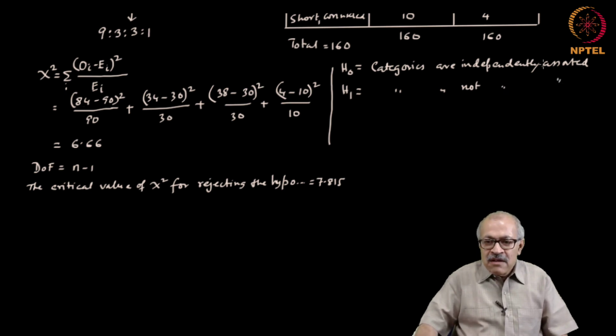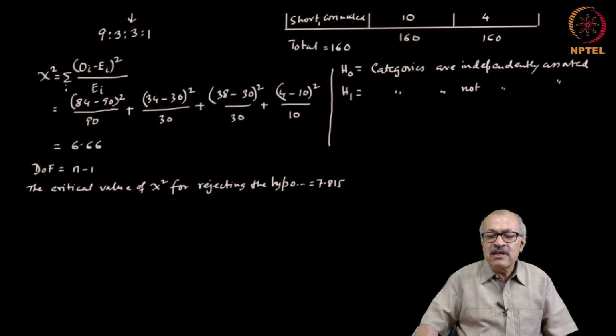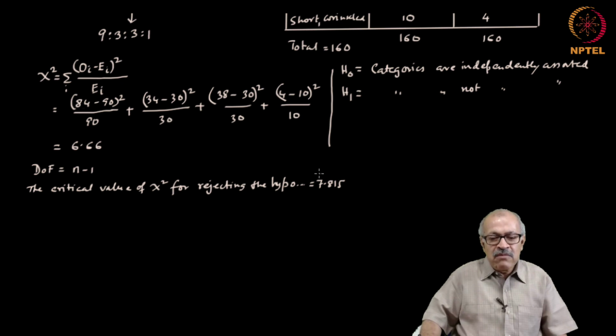So, if they are independently assorted, then this would be the expected value. That is what we have written, and if they are not independently assorted, then it will be a different value. So, we are always checking for the equalities, and we would be able to reject the null hypothesis if the value of chi-square is beyond this value, but it is not, and therefore we have to conclude that the null is true. There is not enough basis to reject the null hypothesis.